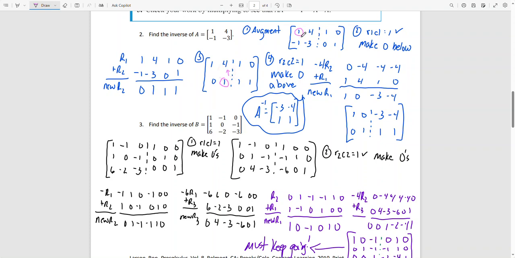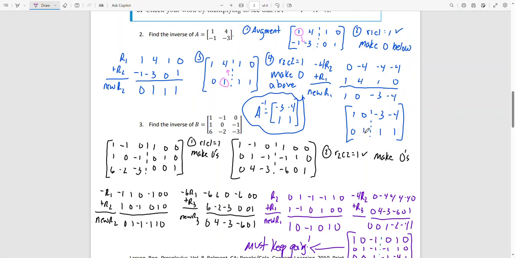Now I need to make a 0 above it. But we're trying to get an identity matrix, so we have to do full Gauss-Jordan. So I'm going to take negative 4 times row 2 and add it to row 1. And I'll get a new row 1: 1, 0, negative 3, negative 4. Row 2 is 0, 1, 1, 1.